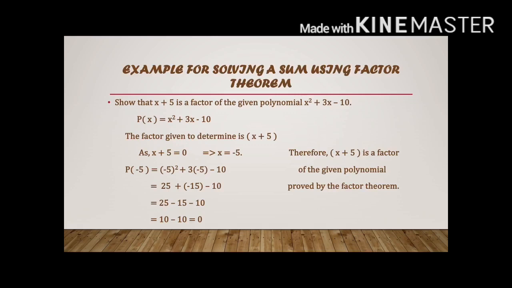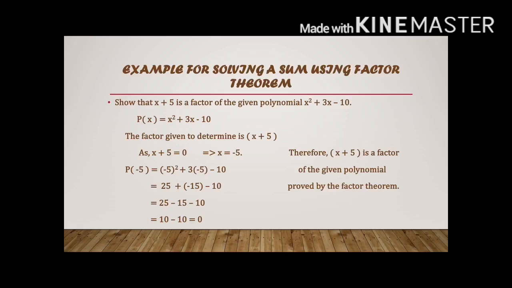So now we have to substitute minus 5 in the place of x. So the equation will be p of minus 5 is equal to minus 5 square plus 3 into minus 5 minus 10. And this will be equal to 25 plus minus 15 minus 10, which is equal to 25 minus 15 minus 10. Now 25 minus 15 is nothing but 10, so 10 minus 10 is equal to 0.